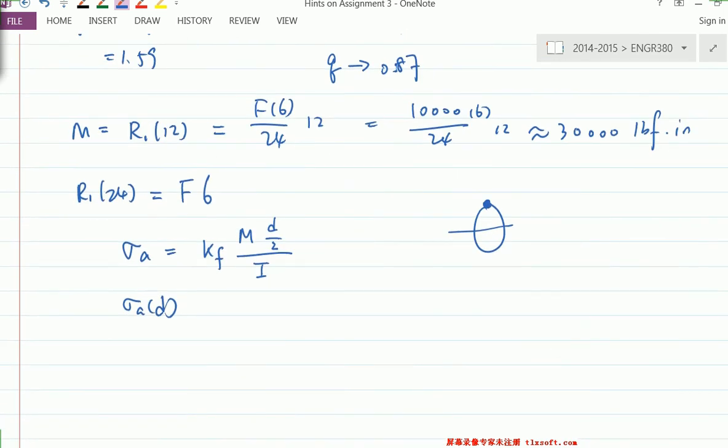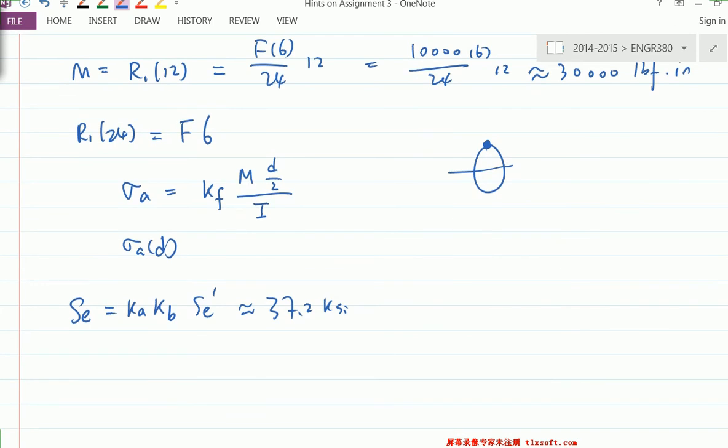So what else are we missing here? We need Se. For this particular question, you only need the two Marin factors, just the Ka and the Kb, and then times Se prime. The other ones that you can consider are all just one. So this gives you approximately this much. That's Se.